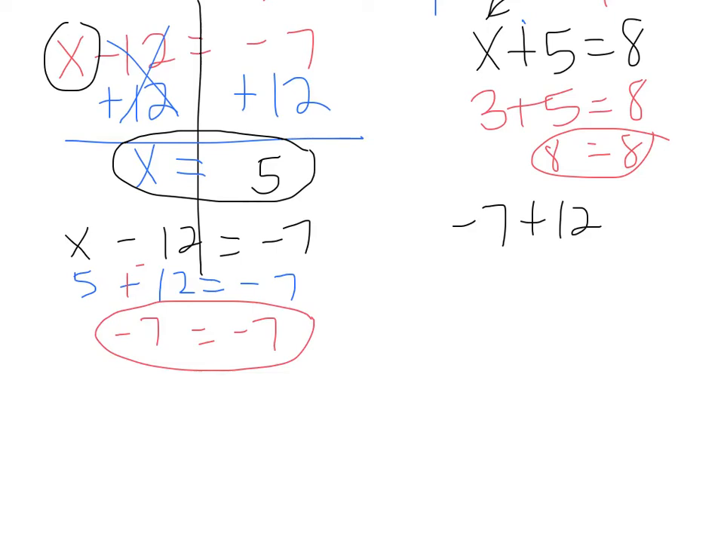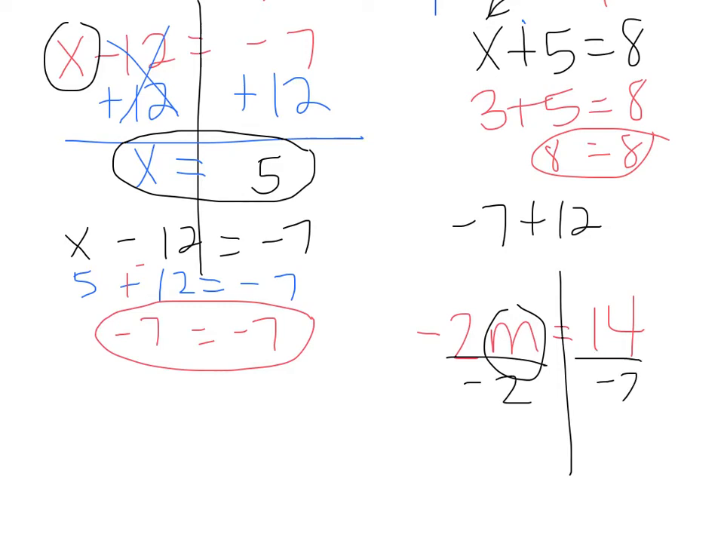Now, if we have multiplication and division, we're going to get the same thing. So let's say negative 2m equals 14. Draw the line through your equal sign, circle your variable. We need to undo multiplication. The opposite of multiplication is division. So we're going to divide both sides by the term that's with the variable, which in this case is a negative 2. Negative 2 and negative 2 cancel out. So we get m equals 14 divided by 2 is 7. Odd number of negatives, so your answer is negative 7.